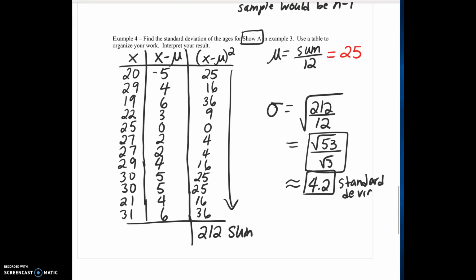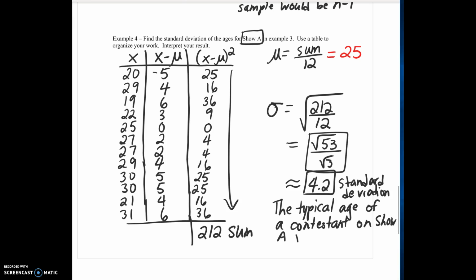What does that mean? It means the typical age of a contestant on show A varies about 4.2 years, you want to put units on that, from the mean.